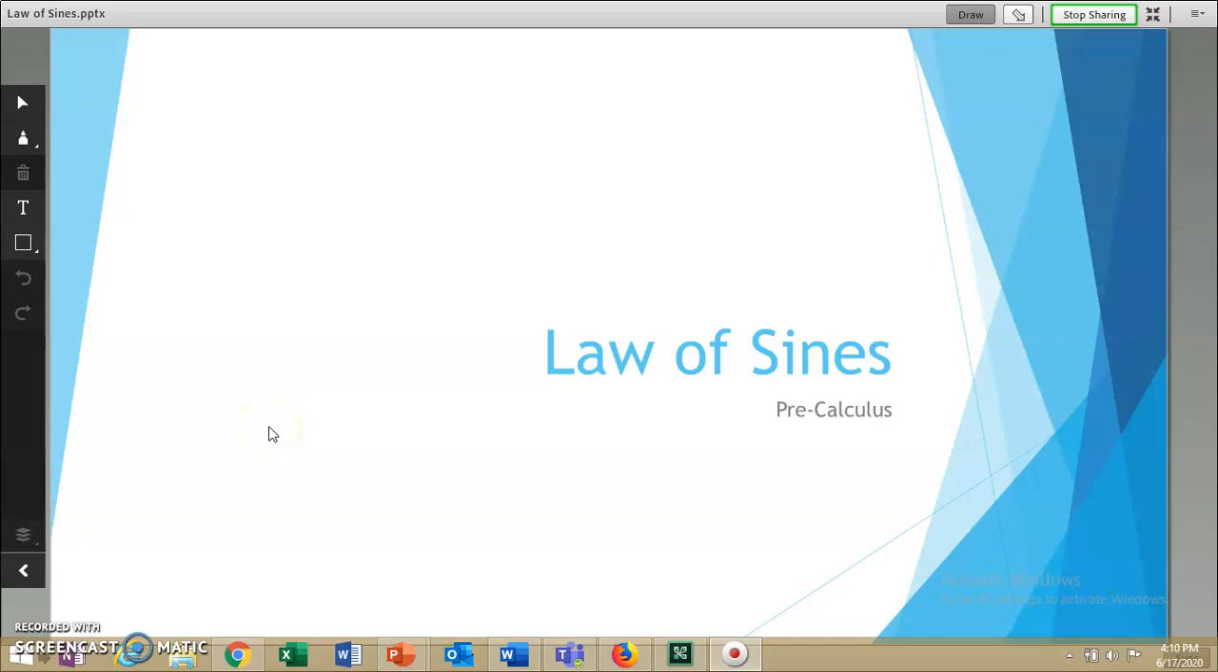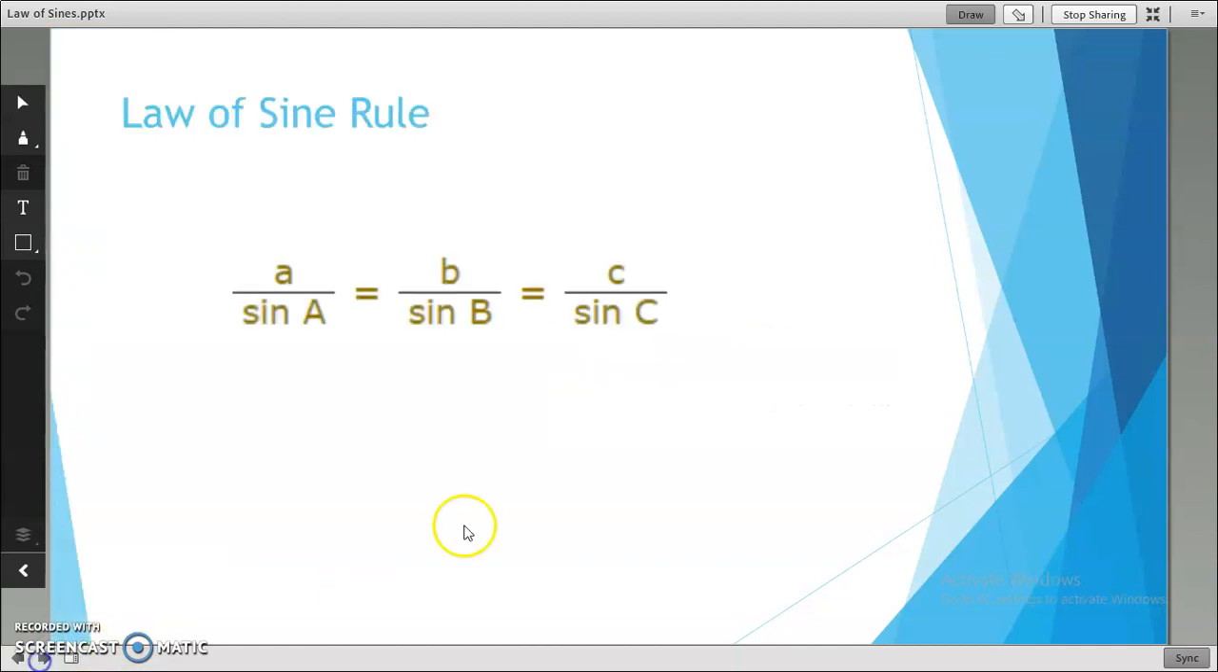Hello, today we're going to look at some examples of law of sines. And so this is the rule for the law of sines. We have a over sine A equals b over sine B equals c over sine C. And this is to find the sides of a triangle. And this is for any triangle.